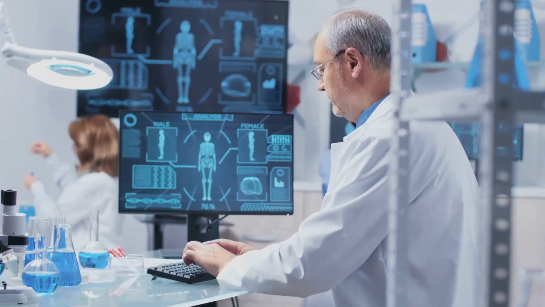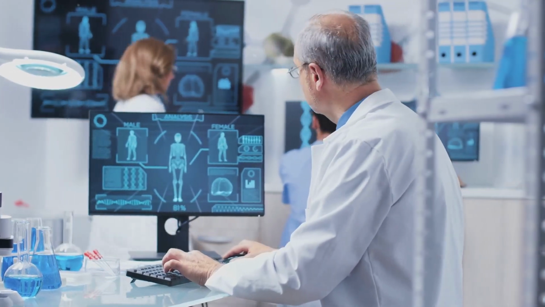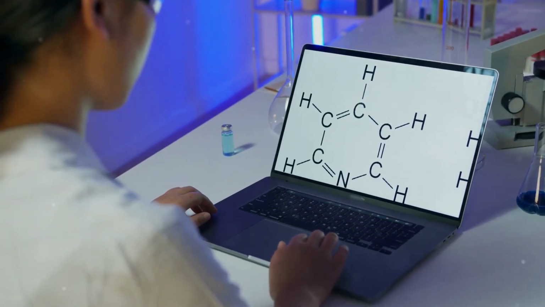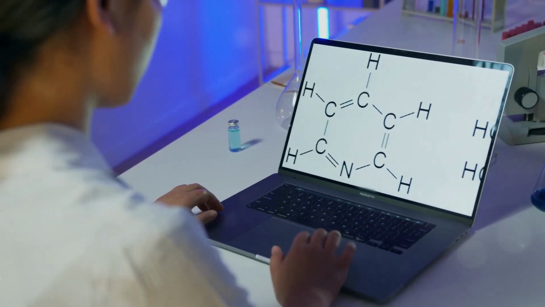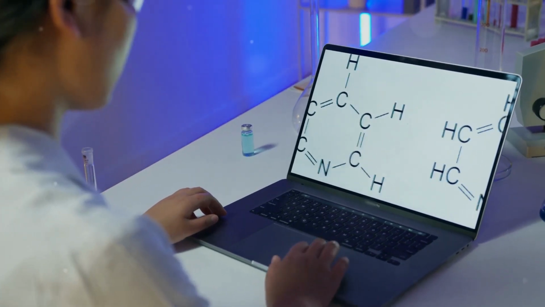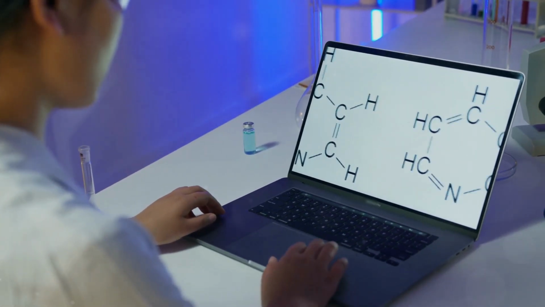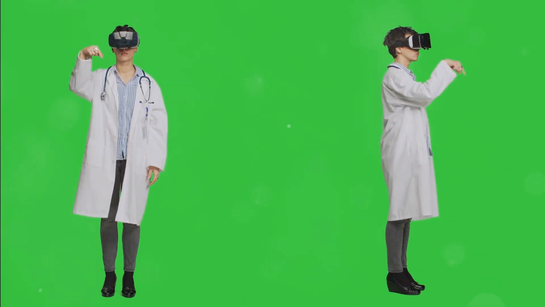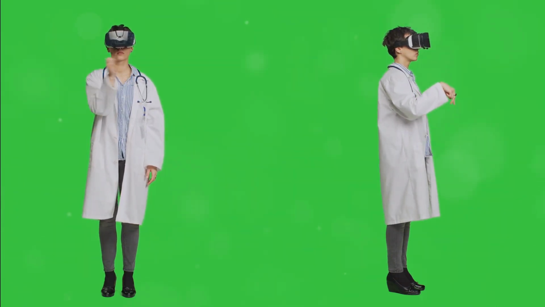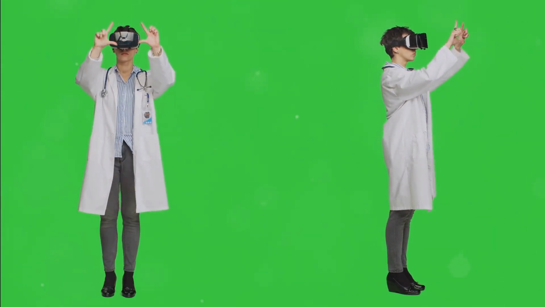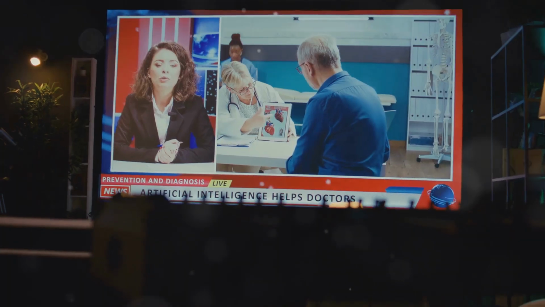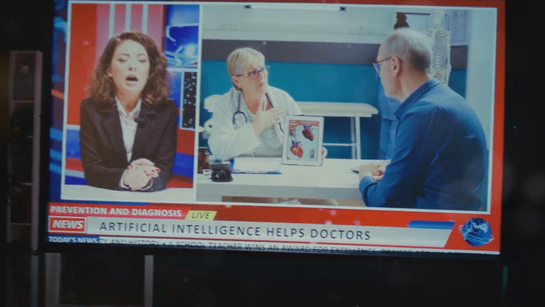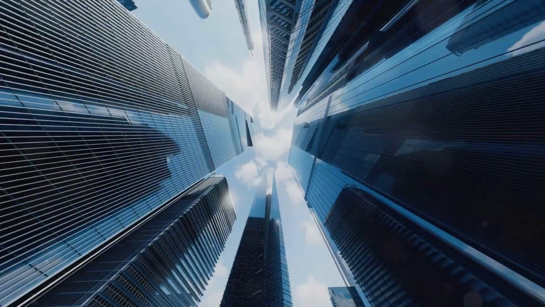AI is also revolutionizing drug discovery. Machine learning algorithms can analyze vast datasets of molecular structures and clinical trial data to identify potential drug candidates and accelerate the development of new therapies. Furthermore, AI-powered chatbots and virtual assistants are improving patient engagement by providing 24/7 access to healthcare information, appointment scheduling, and personalized health recommendations.